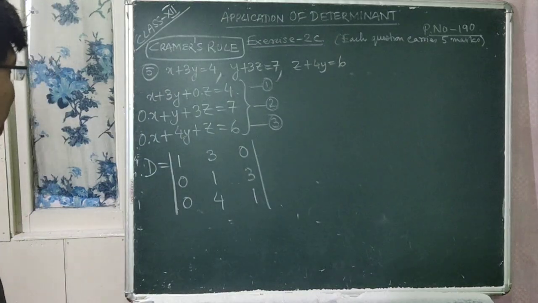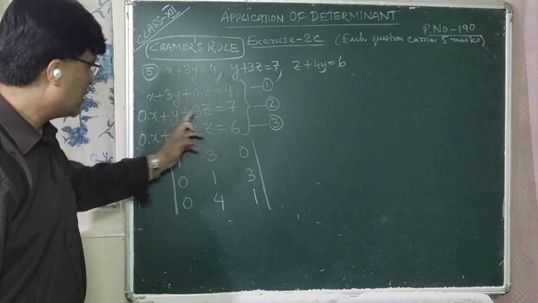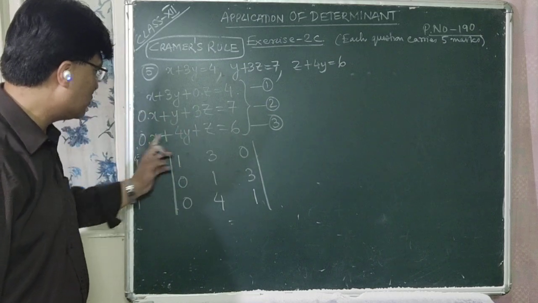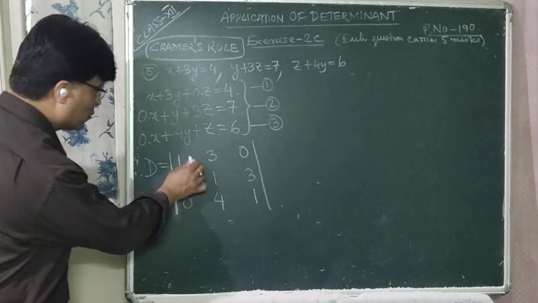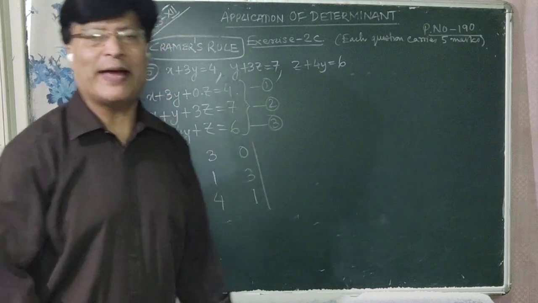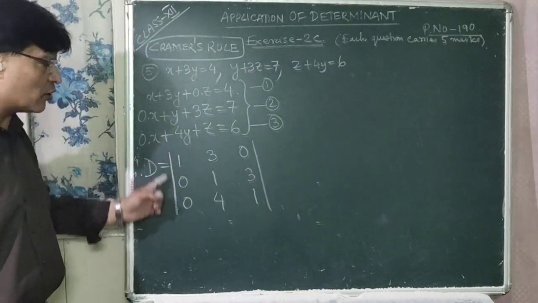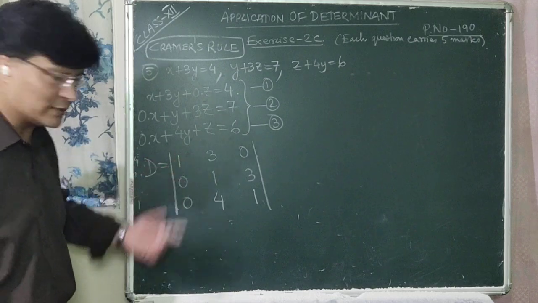Is that clear to all of you? This is 1, 3, 0. This is 0, 1, 3 and this is 0, 4, 1. Let us expand it. So let us expand it with respect to the first column. So why are we expanding with respect to the first column in this case? Because there are 2 elements, 0. You can easily expand it, right?